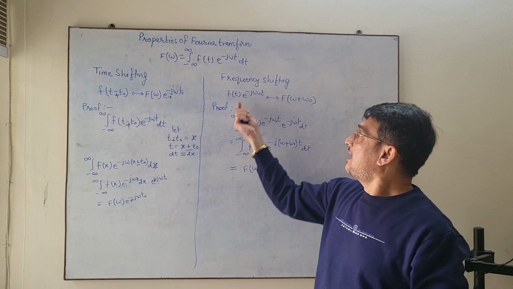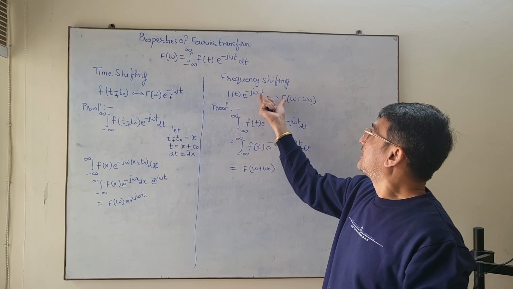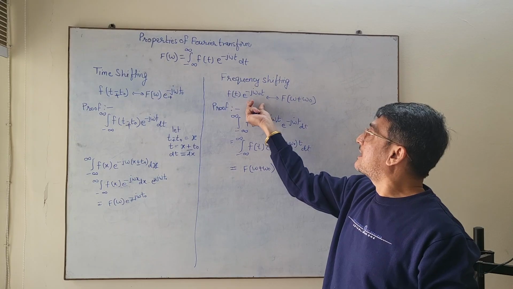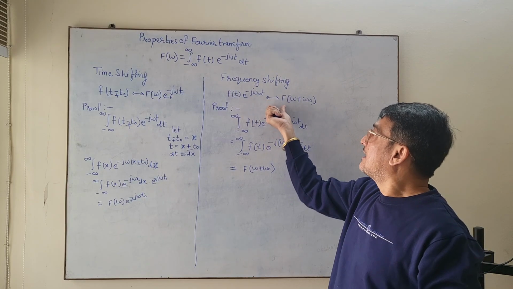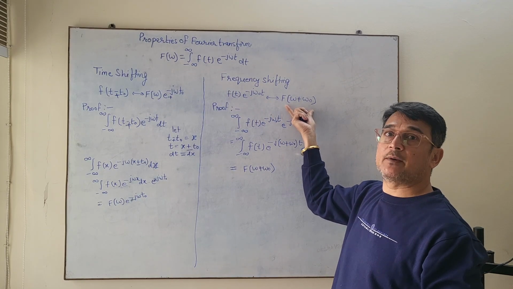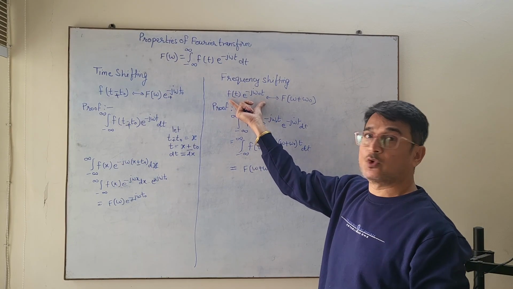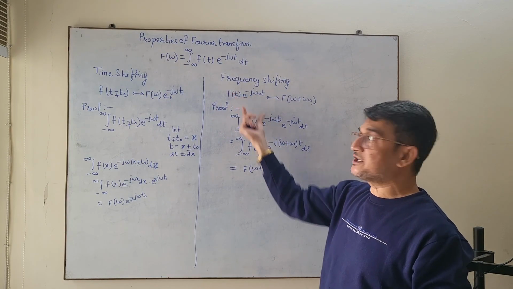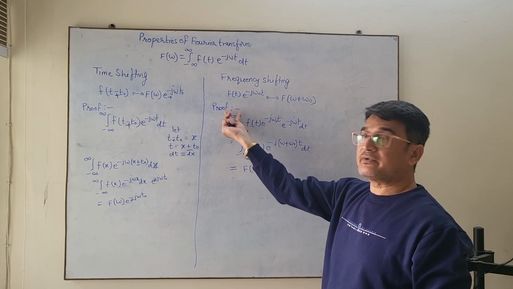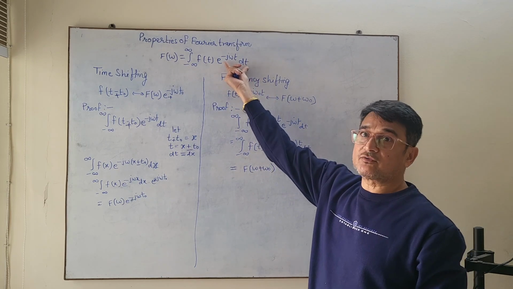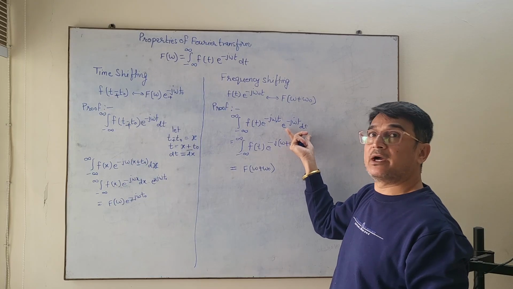Now we will move to the frequency shifting property. The frequency shifting property statement says that f of t e raised to the power minus j omega naught t has a Fourier transform F of omega plus omega naught. So to prove that, instead of f of t, we will write this whole thing under the integration: minus infinity to infinity f of t e to the power minus j omega naught t, then the part of the formula e to the power minus j omega t dt.